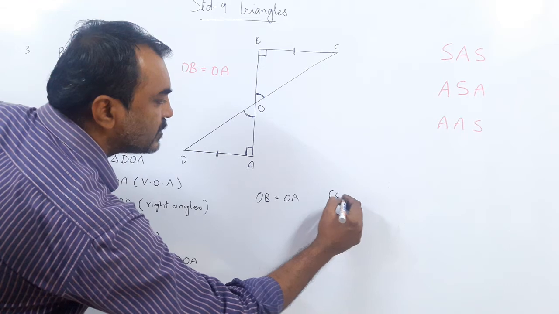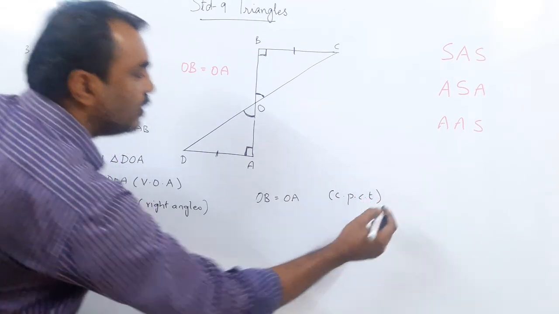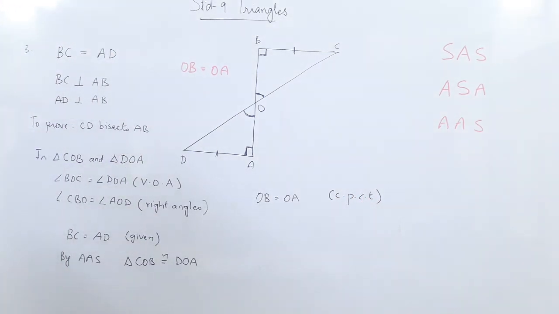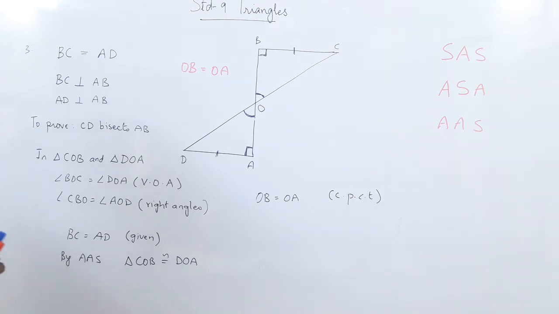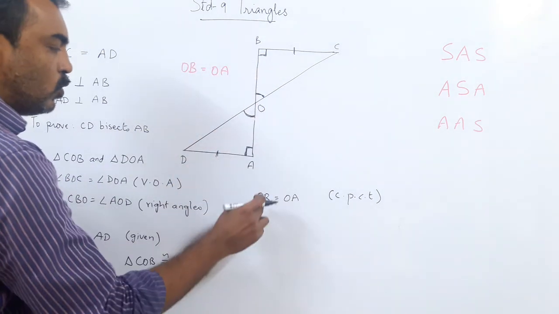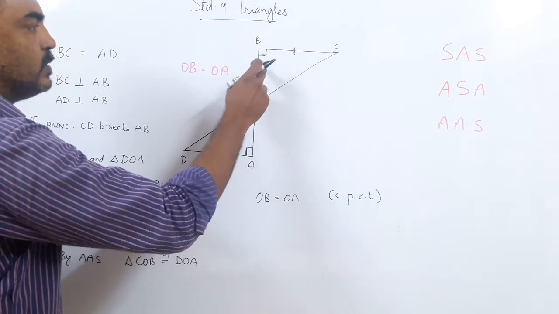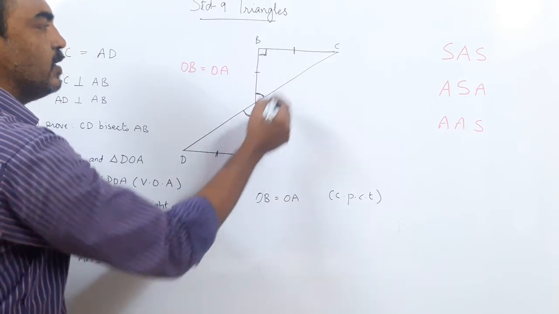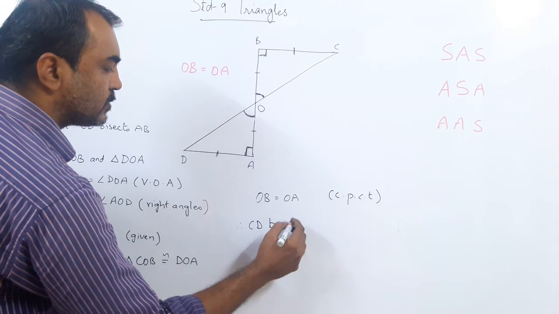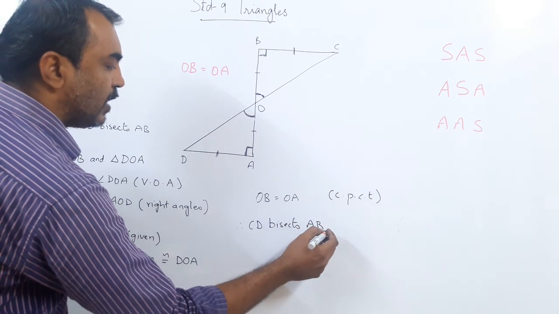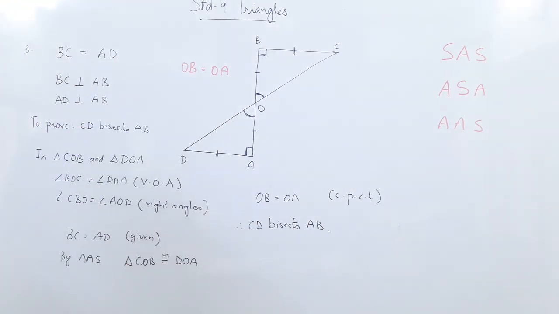What do I write in the bracket? CPCT. Corresponding parts of congruent triangles are congruent. So because the two triangles are congruent, their corresponding parts are congruent. So OB equal to OA. Okay, these two sides are equal. And therefore CD bisects AB. I can write, hence proved.